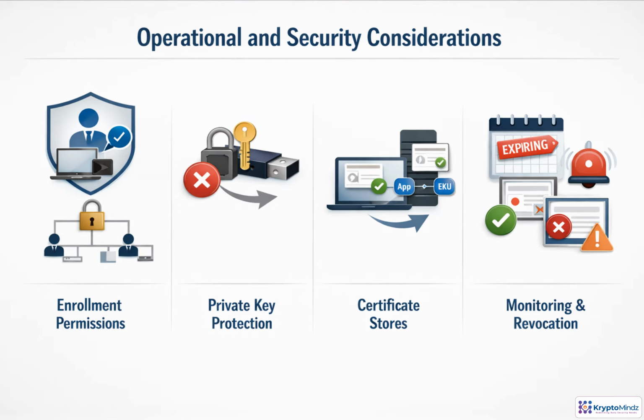We've looked at what user and computer certificates can do. Now we need to think about how they're actually run in production. Operational discipline is what turns strong crypto into real security. That means controlling who can enroll, locking down private keys, putting certificates in the right stores, and planning for renewals and revocation.